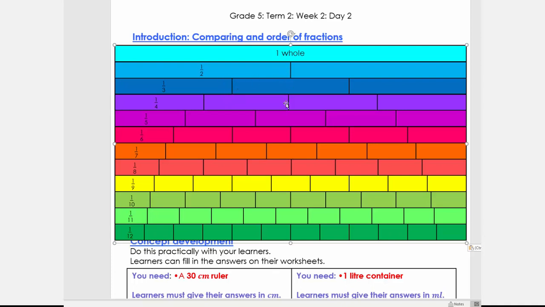Then what I want you to do is to find all the fractions that are bigger than 1/2. So here we got 2/3. We got 3/4. We have 3/5. We got 4/5. We got 5/5. So I want you to pause here then and name all the fractions that are smaller than a half and those that are bigger than a half.